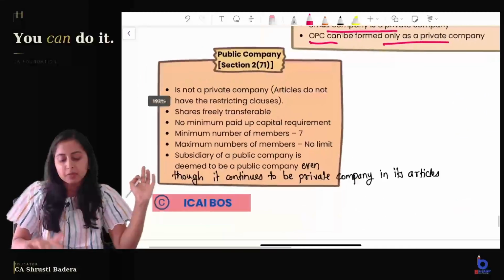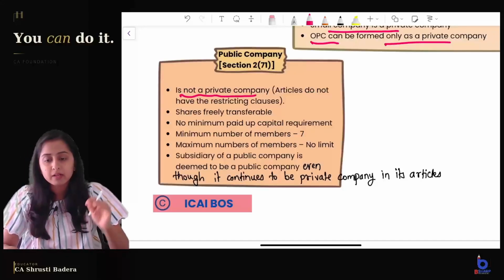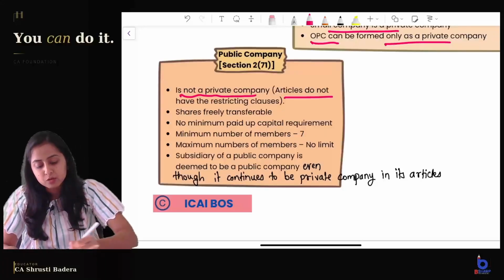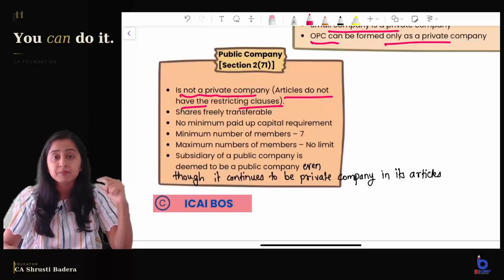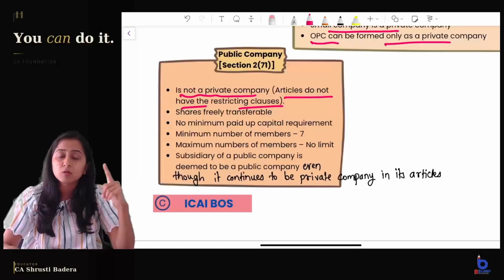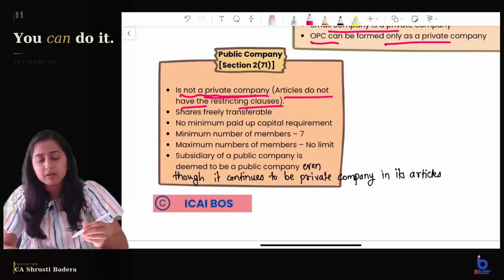That is a private company. Coming to the definition of a public company, it is a company which is not a private company. The articles do not have these restricting clauses, that is, RLP is not there in its articles. The conditions of a private company, RLP, where are these conditions? Those are in the articles. So a public company means a company which is not a private company.